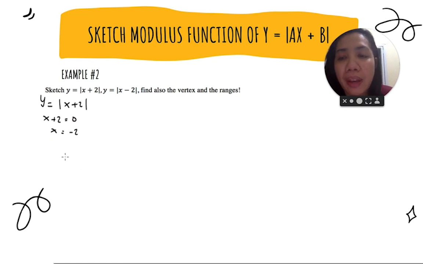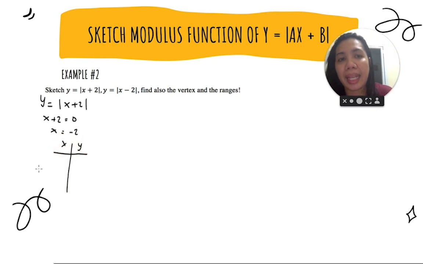After that, we have to make an x and y table. So this is x, this is y. Put first the x coordinate of the vertex, which is minus 2. Take 2 x values from the left and from the right. From the left is minus 3 and minus 4, and from the right is minus 1 and 0. Then find the y value if we put this x into this function.